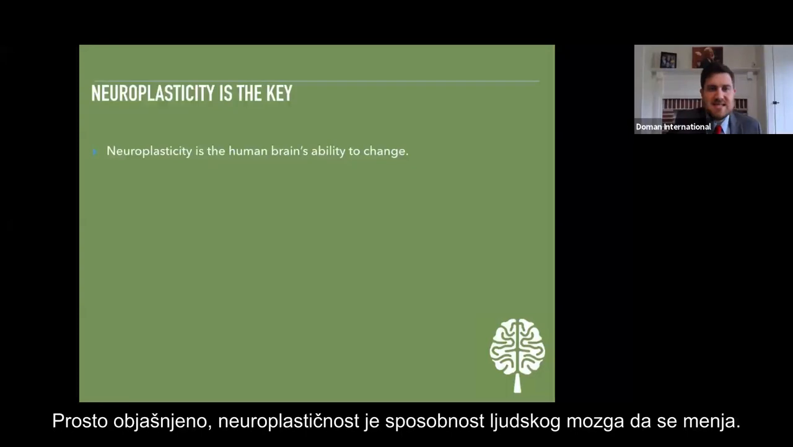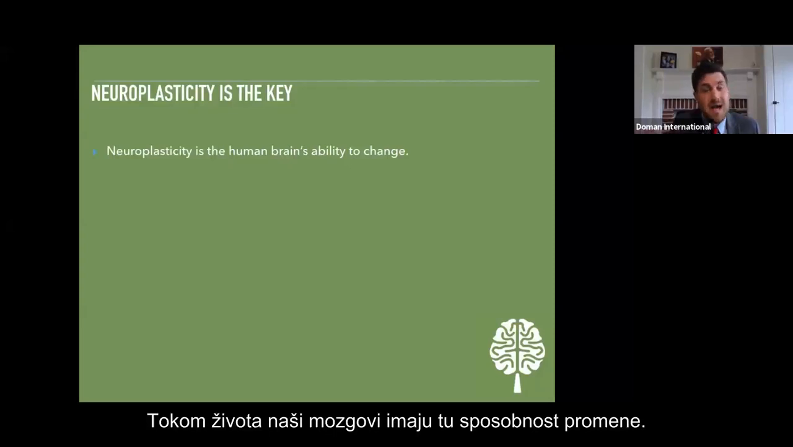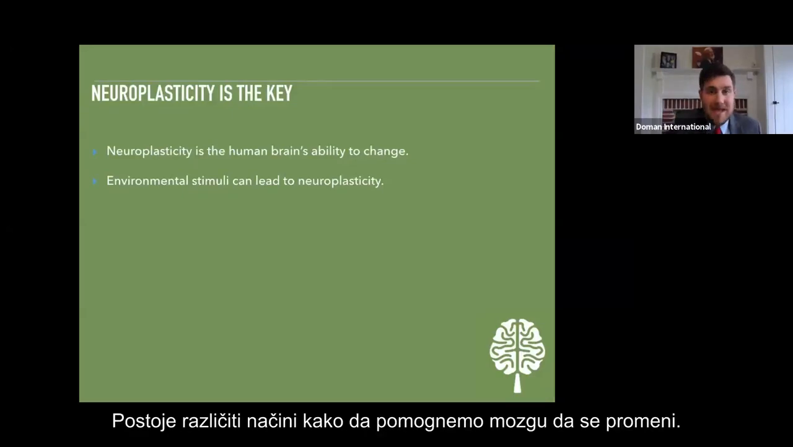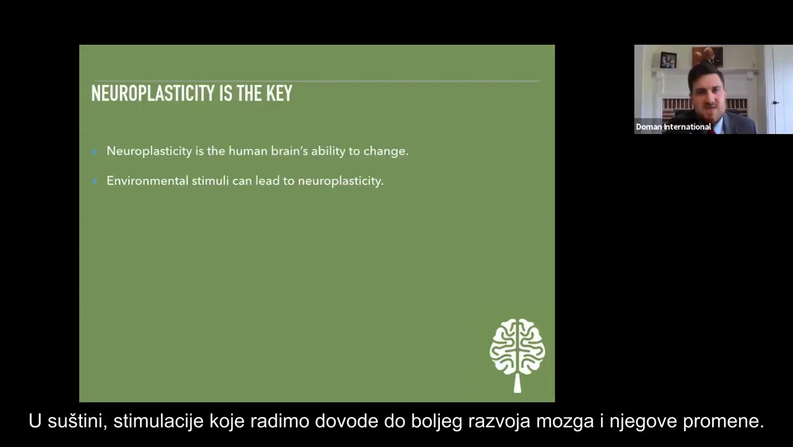Neuroplasticity is very simply the human brain's ability to change. Our brains, actually throughout our entire lives, have the ability to change. Now, there are different ways that we can help our brain change. One way is by environmental stimulus. So essentially, the kinds of stimulation that we do can lead to our brain developing better and changing.